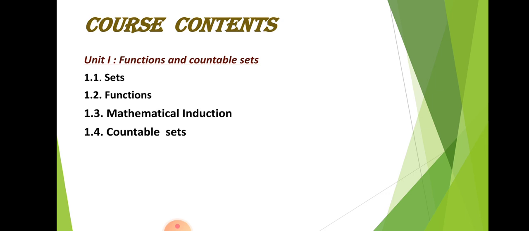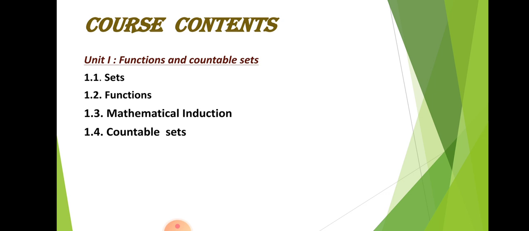The next point in this unit is countable sets. Here we see the definitions of denumerable sets, countable sets and uncountable sets. Also, we see the examples of denumerable sets, set of natural numbers, set of integers, set of even numbers and odd natural numbers. Also, we see the theorems based on the countable sets, denumerable sets and uncountable sets. Also, we see the corollaries and examples based on these concepts.